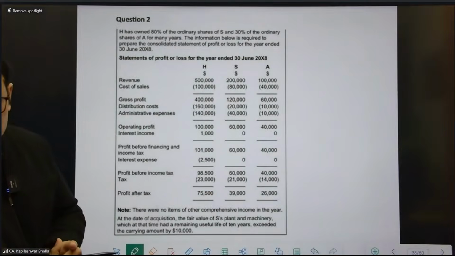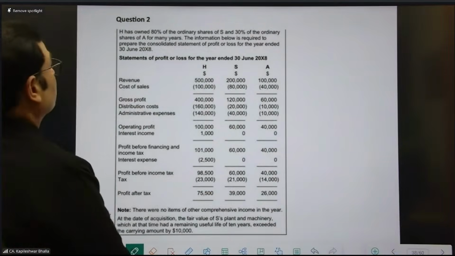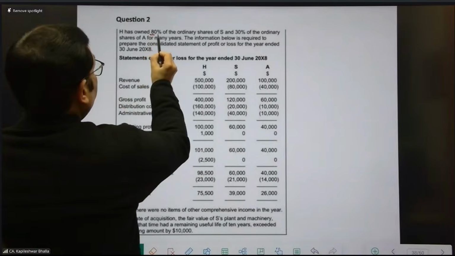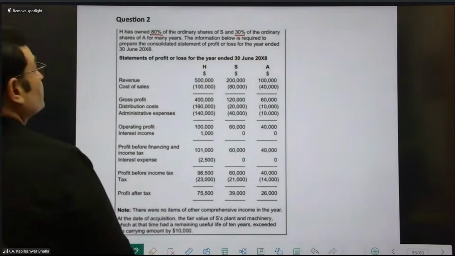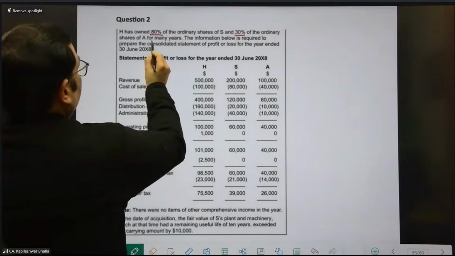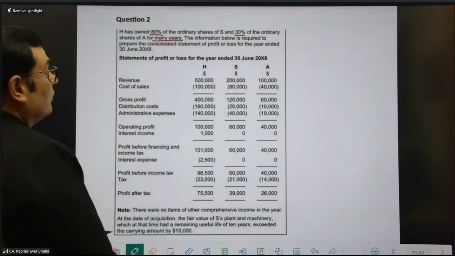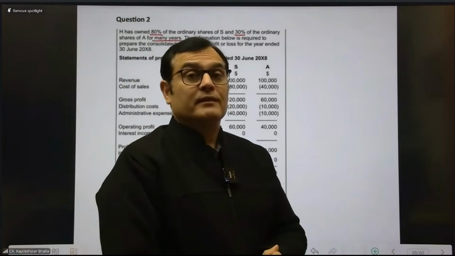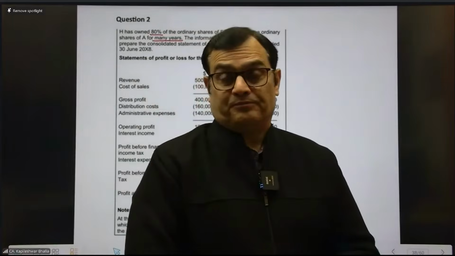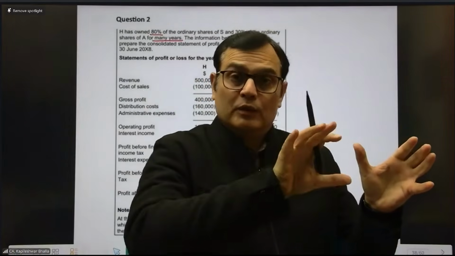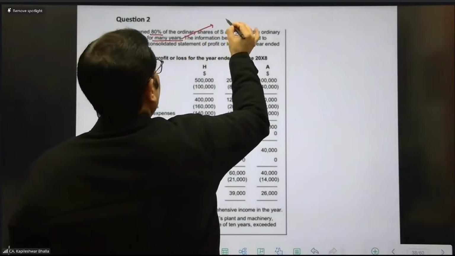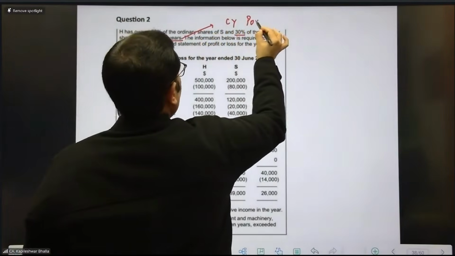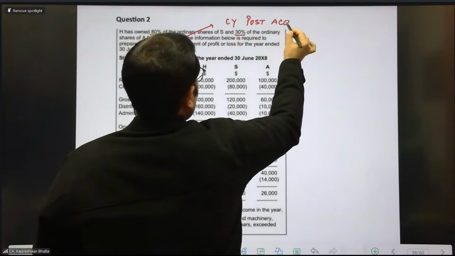So we're given the information of the question. It says H has got 80% ordinary shares of S and it has got 30% ordinary shares in A for many years. Now, when it says many years, what immediately comes to the mind is that current year is post-acquisition. Because when you acquired them many years ago, the current year is post-acquisition, because that is the very first focus point. So we can say current year is 100% post-acquisition in nature.